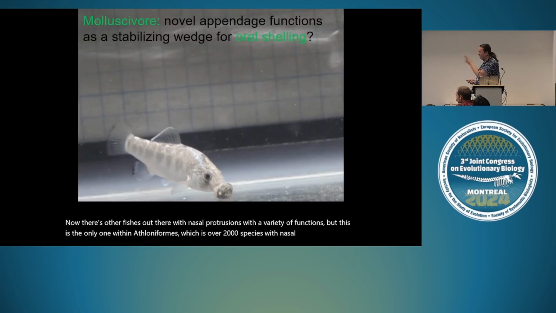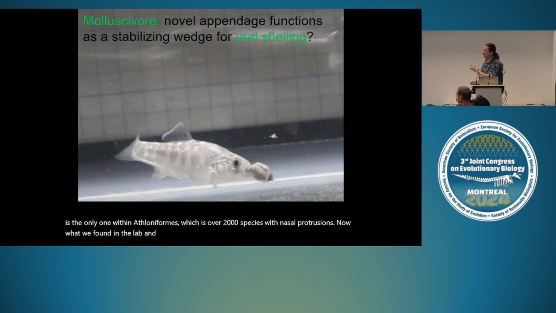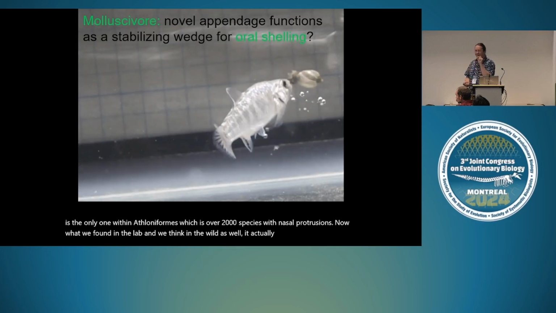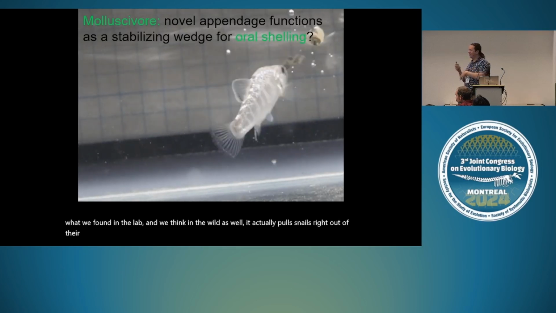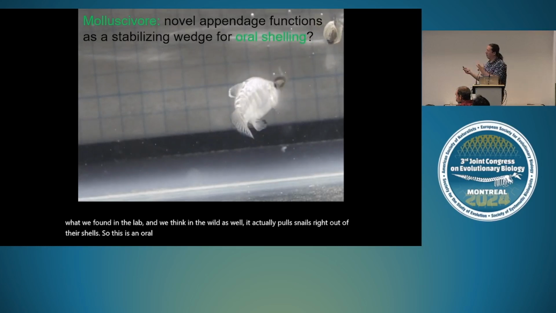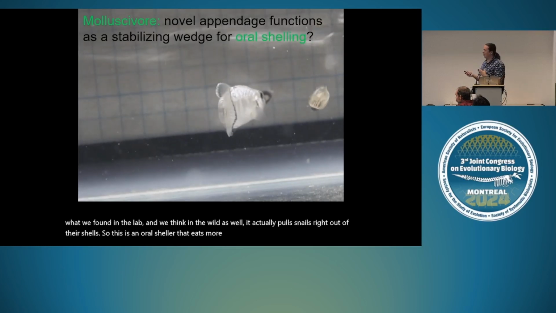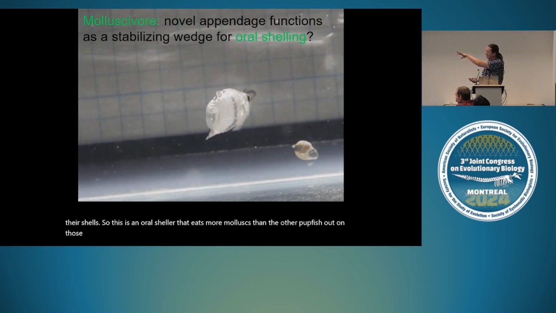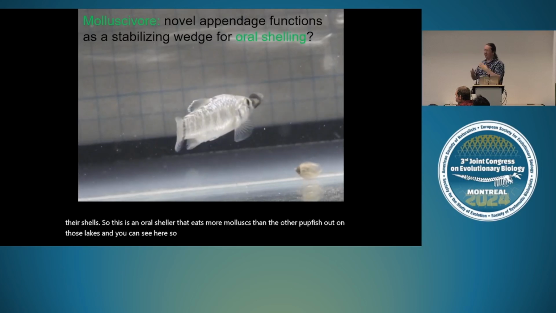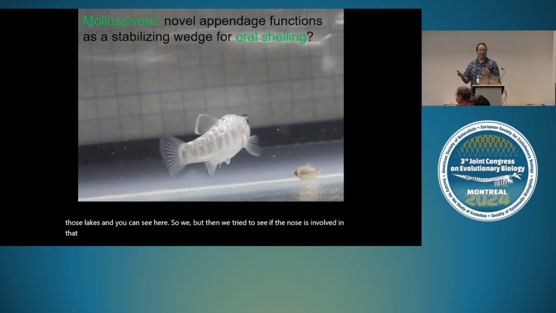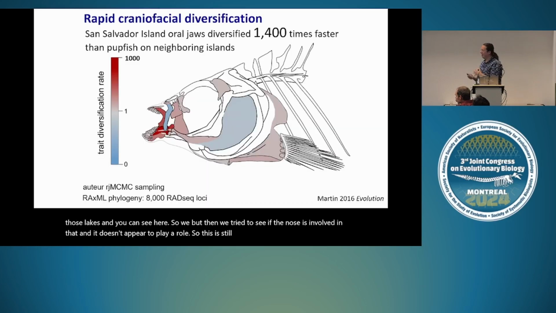Now what we found in the lab, and we think in the wild as well, it actually pulls snails right out of their shells. So this is an oral sheller that eats more mollusks than the other pupfish out on those lakes. And then we tried to see if the nose is involved in that, and it doesn't appear to play a role. So this is still sort of a mystery appendage.